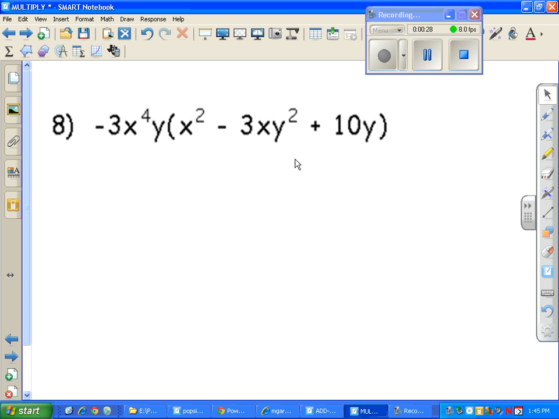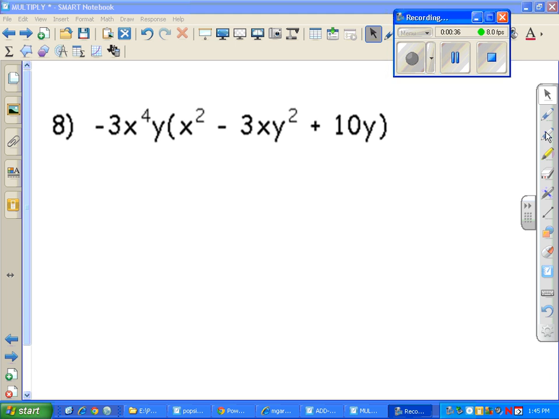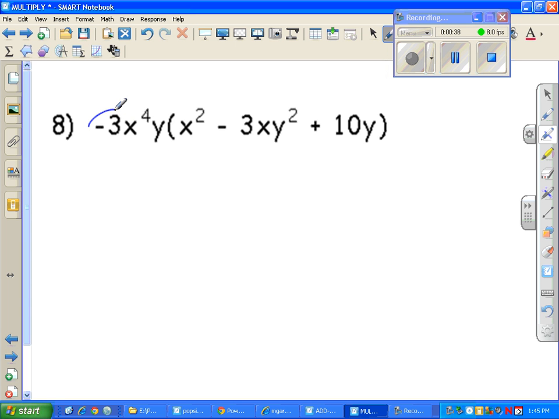So remember from class, essentially what's happening when you're multiplying a monomial times a polynomial, you need to distribute, or use the distributive property. So this monomial here must be multiplied by all the terms that you see inside the parentheses. So I'm going to break this one down into each step.